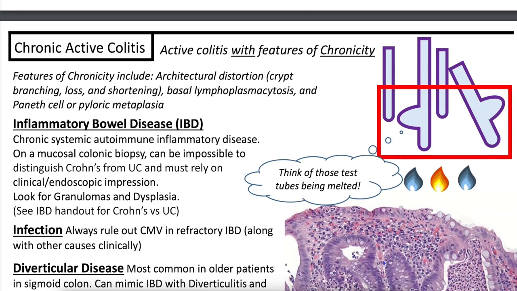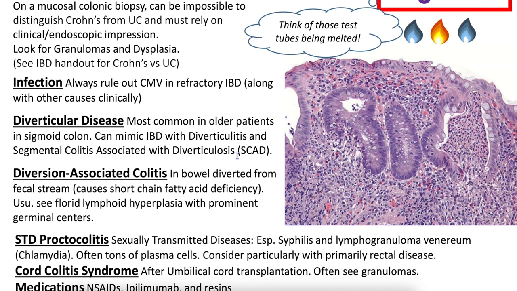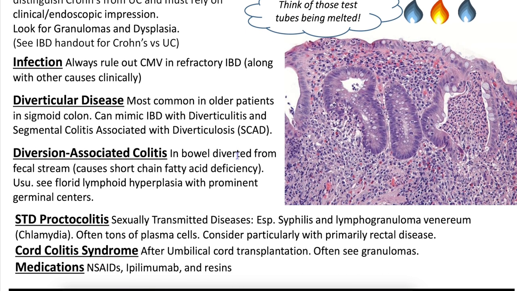And then chronic active colitis can be seen in infection. Always rule out CMV in refractory IBD. Diverticular disease, such as SCAD or segmental colitis associated with diverticulosis, is most common in older patients in your sigmoid colon. It can mimic IBD with diverticulitis.